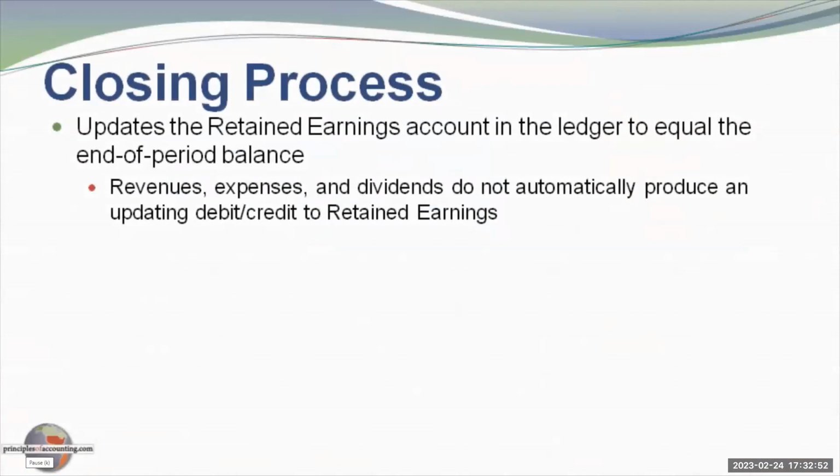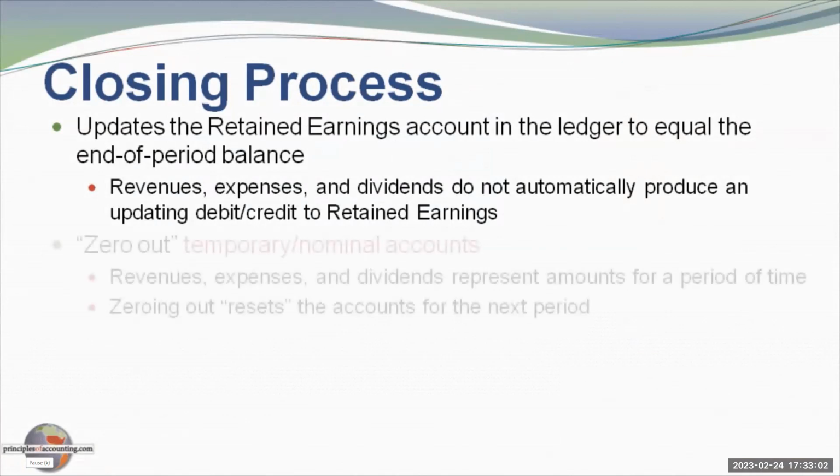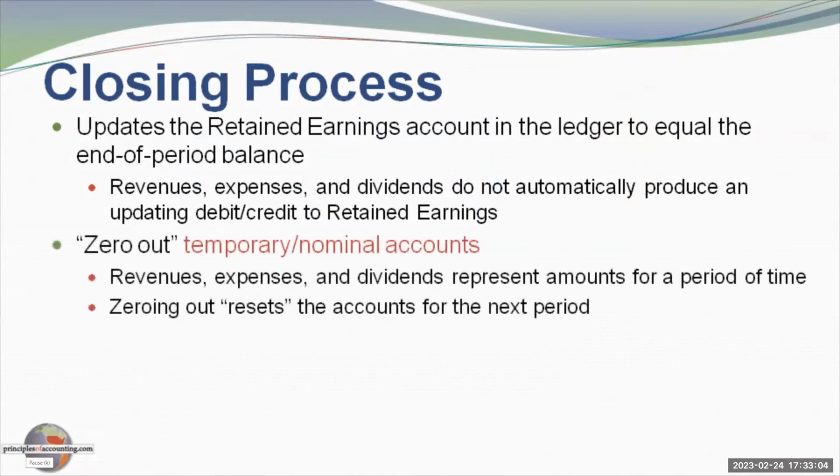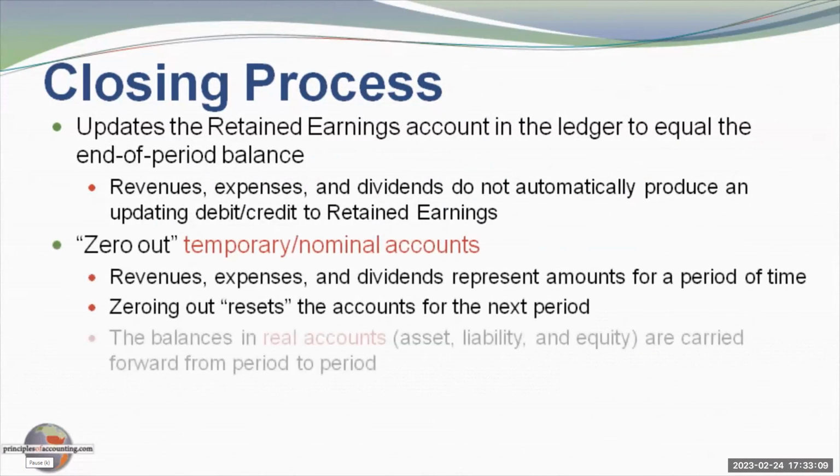So I say on the slide that we need to update the retained earnings account in the general ledger to equal the end of period balance. We do that by periodically closing our revenue, expense, and dividend accounts. That is, we zero those out. The revenue, expense, and dividend accounts are called temporary or nominal accounts, in contrast to the balance sheet accounts that are referred to as real accounts.